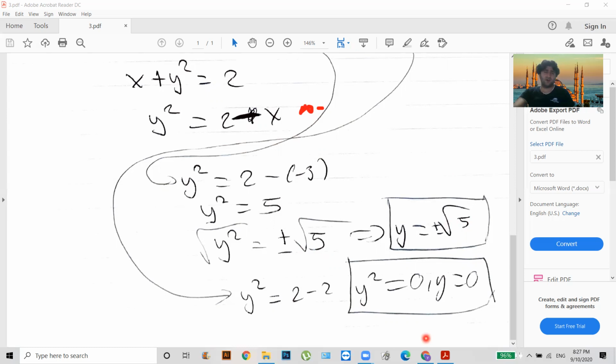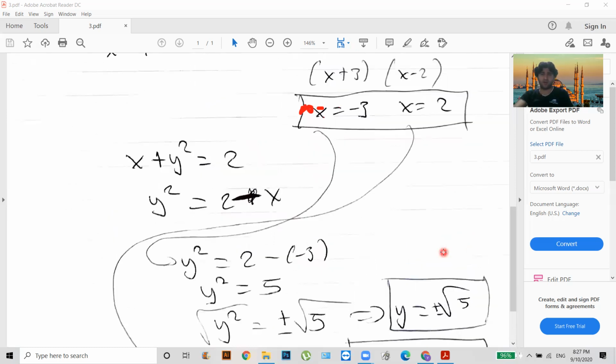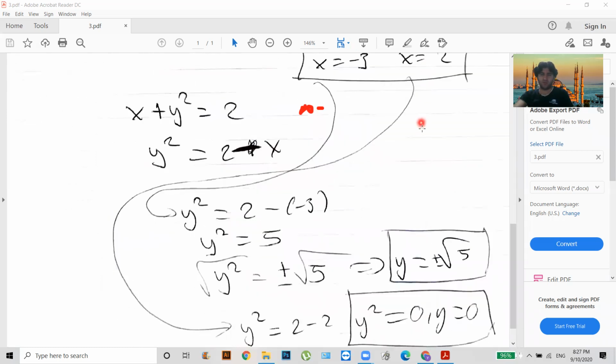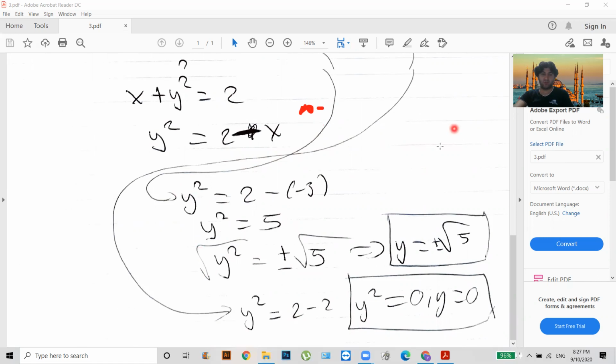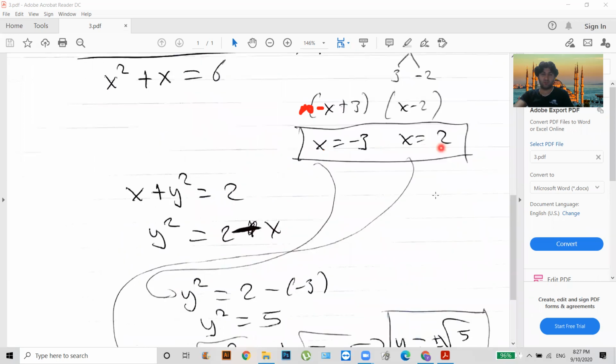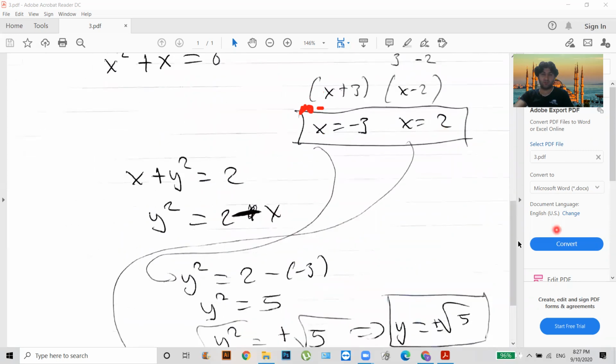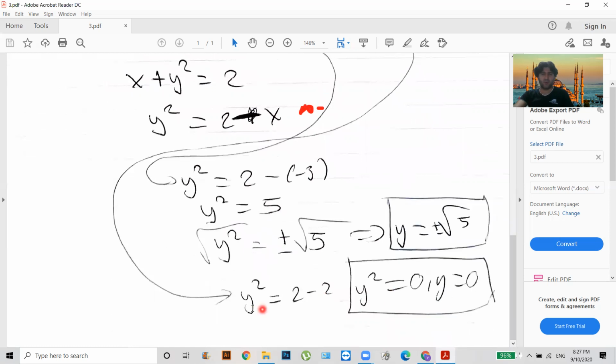Then what else can we do, guys? We said the other value for x was 2, right? Then we're going to take 2 and put it here in the equation. Remember, we organized this, guys. We said y squared equals 2 minus x. Then the second value for x is 2. So y squared equals 2 minus 2. y squared equals 0. So y will be 0. Okay.